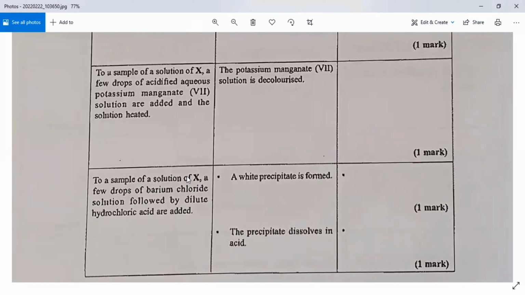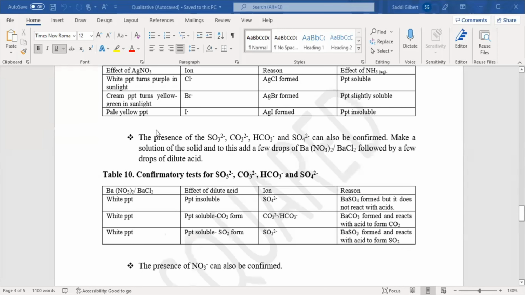To a sample of solution X, barium chloride is added. Now, this is the first time you're seeing this one, barium chloride. So let us go. What is barium chloride used to test for? Let's go to the note. So the presence of sulfite, carbonate, let me use this highlighter. Sulfite, carbonate, hydrogen carbonate, and sulfate can also be confirmed. Make a solution of the solid, and to this add a few drops of barium nitrate or barium chloride. It doesn't matter which one, followed by a few drops of dilute acid.